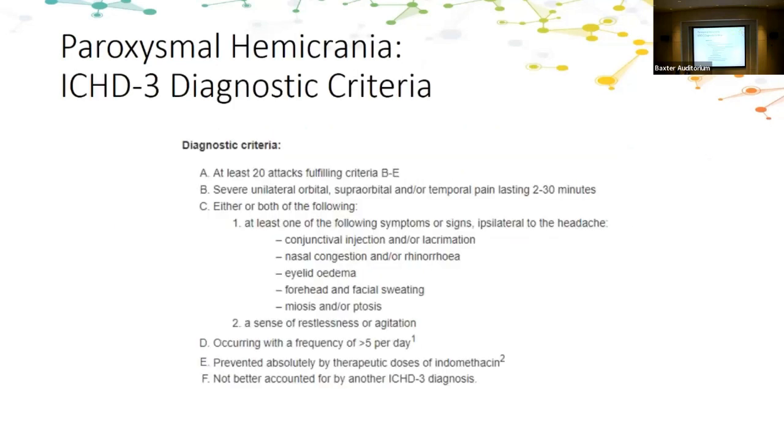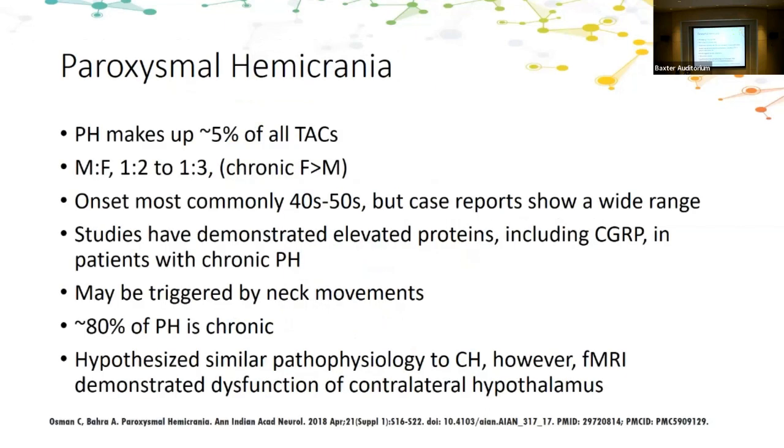Technically, to be diagnosed by the ICHD-3 criteria, you have to have had at least 20 attacks. Again, 2 to 30 minutes, so shorter than cluster headache. You get autonomic findings, and again, the sense of restlessness or agitation occurring with a frequency of greater than 5 per day, but prevented absolutely by therapeutic doses of indomethacin. So this makes up about 5% of all of the trigeminal autonomic cephalalgias. The sex ratio, male to female, 1 to 2 to 1 to 3, but it's certainly more common to be chronic in females more than males.